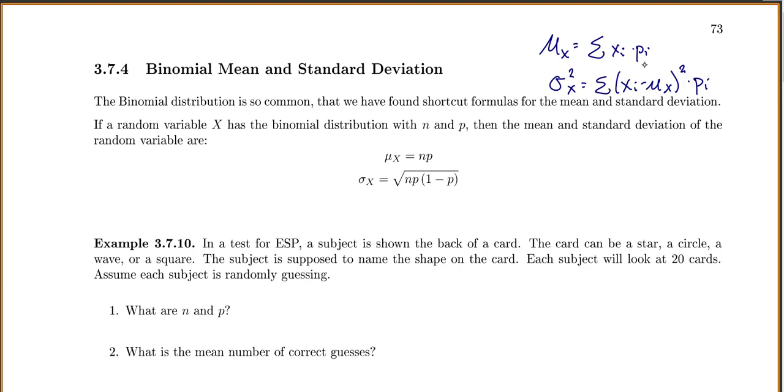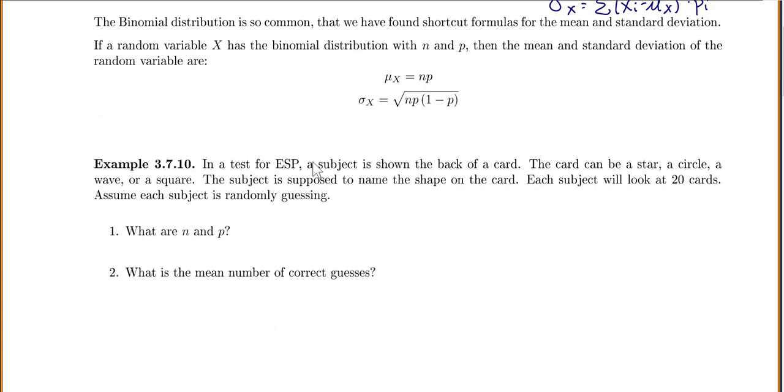Now the binomial distribution is so common that people went ahead and found shortcut formulas for the mean and standard deviation. So if a random variable x has a binomial distribution with n and p, then the mean will be equal to n times p, so number of trials times the probability. And the standard deviation will be the square root of n times p times 1 minus p. Again, these come from the basic formulas. It's just that we've used some algebra tricks and figured out this will be what it is for every binomial distribution.